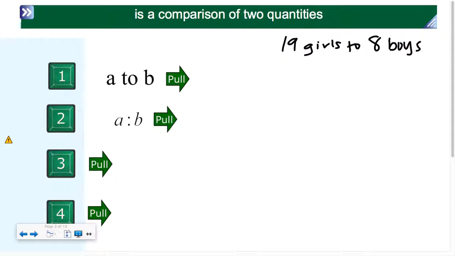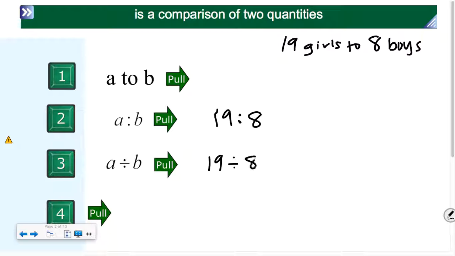You can write it with a colon. So I could say the ratio is 19 to 8. That should look familiar, right? Because some of you that are in bio, that's how you're writing your ratios. You can write it with a division symbol. 19 to 8, you would still use the word to there. You hardly ever see it that way. That's just one way you can write it though.